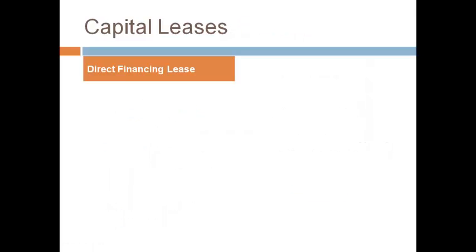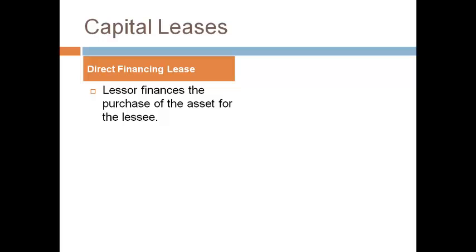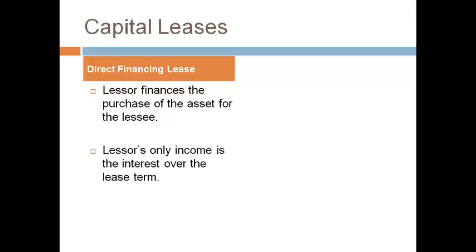In a direct financing lease, the lessor provides the asset to the lessee in exchange for payments that pay only for the cost of the asset plus interest. The lessor's only income is from interest. No profit is earned on the asset. The present value of minimum lease payments is equal to the cost of the asset.